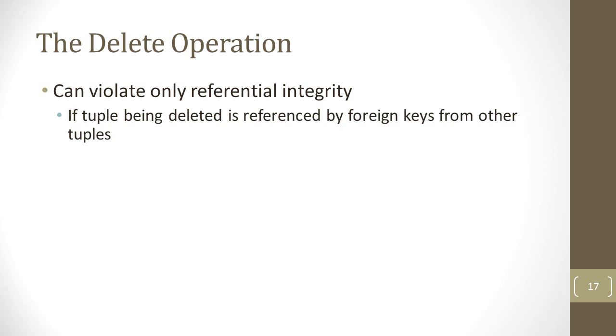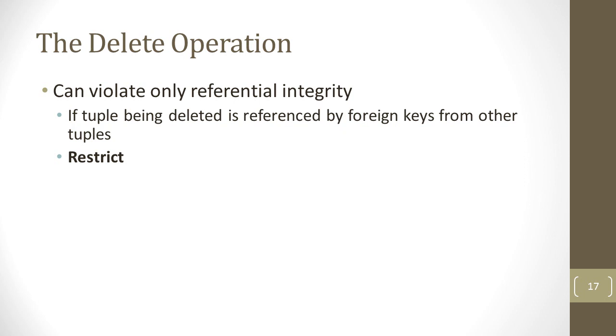The way this will happen is if a tuple is being deleted and some other relation is referencing it through a foreign key, that causes a problem. So for example, if I try to delete a department in the company database and that instance of a department is stored as a foreign key in a department location, that's going to cause an error because I can't delete the value that's being referenced.